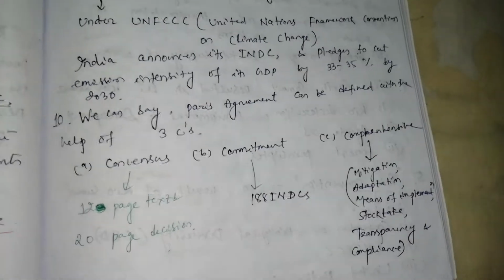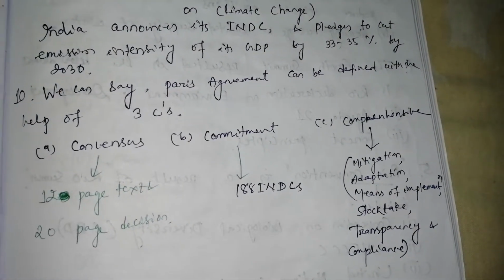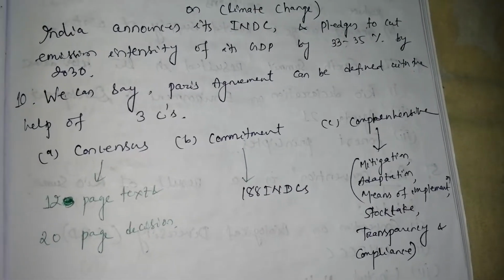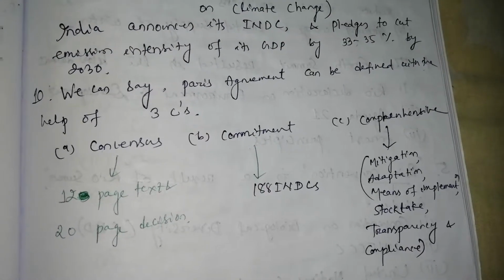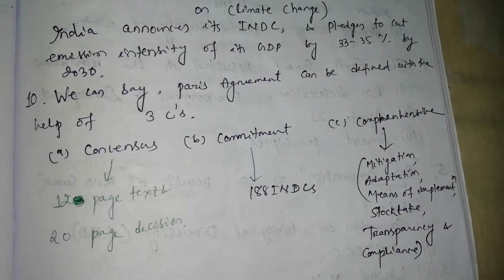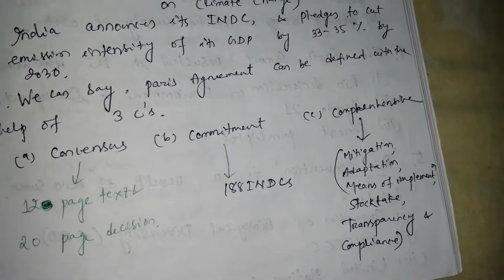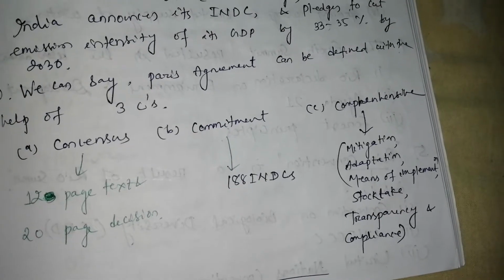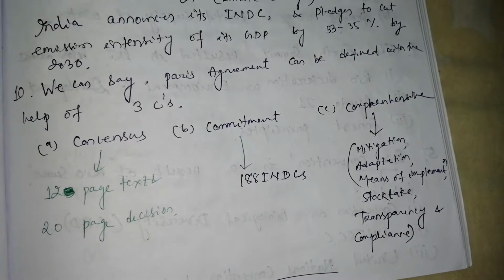We can say as a whole, or in summary, Paris Agreement can be defined with the help of 3 C's: consensus, commitment and comprehensive. So for consensus, the document is about 12-page text and 20-page decision. And for commitment, there are 188 INDCs. Then for comprehensive, we have mitigation, adaptation, means of implementation, stock take, transparency, and compliance.